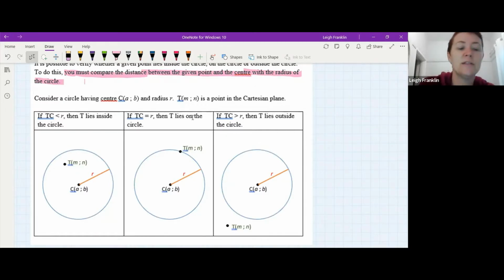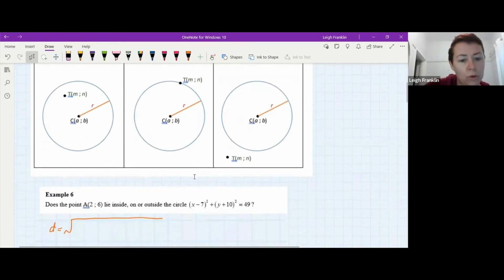If TC is smaller than R, then the point T lies inside the circle. If the distance from T to C is the same as the length of the radius, then the point must lie on the circle. And the last situation is if the distance from T to C is longer than the length of the radius, then that point must lie outside the circle. Does that make sense to everybody? Are there any questions? It's a fairly easy thing to have to do.